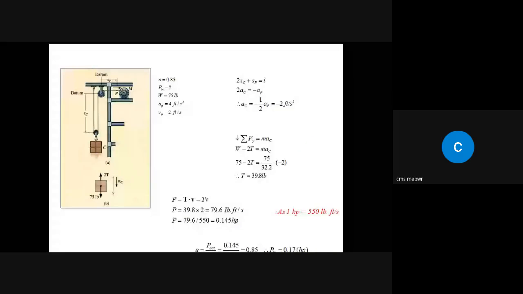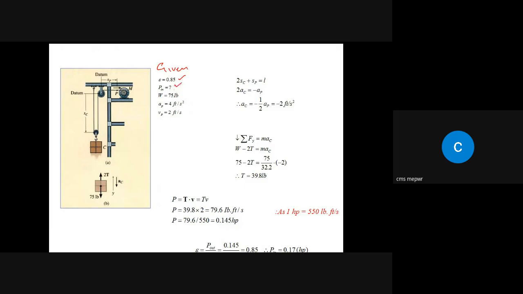So the given data is given over here. The efficiency is 0.85, and how much power is required for the motor, this should be P in. And the weight of the crate is 75 lb. Point P acceleration and point P velocity are given. Okay, as I have discussed, we just solve this step. So how to find AC? This is by this equation. So we get minus 2 feet per second square.